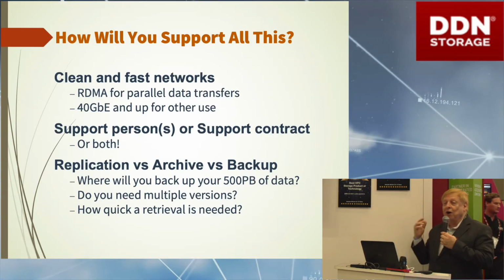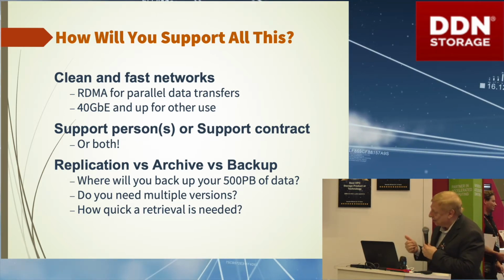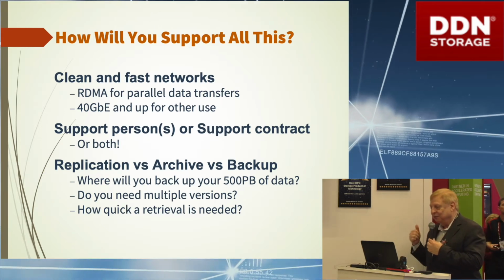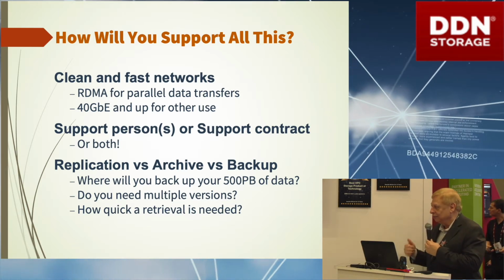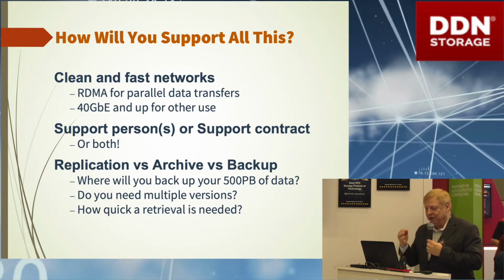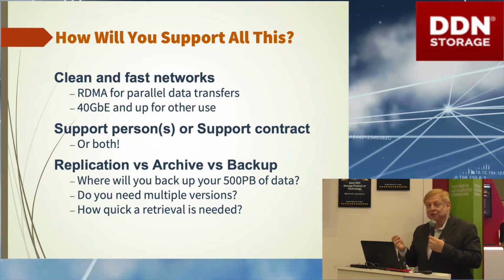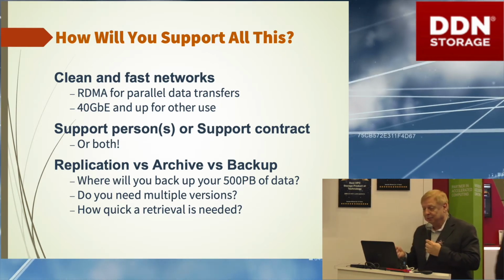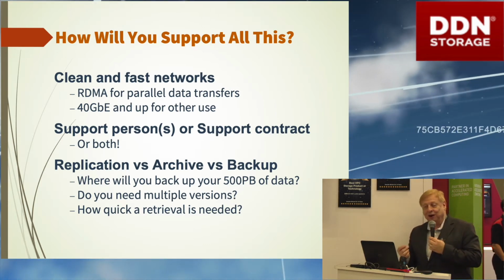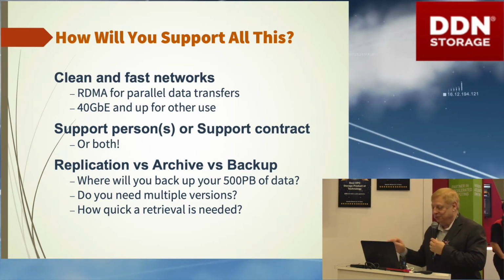So how do you support all of these kinds of architectures? Well, number one, and I can't emphasize it enough, you've got to have clean, fast networks. They really need to be something like InfiniBand or OmniPath, any of those kinds of things that support RDMA. That really does help. 40 gigabit and up is really good for these high performance file systems. You need some good support people, or you need a good support contract, or both. Don't underscore that one too many times.